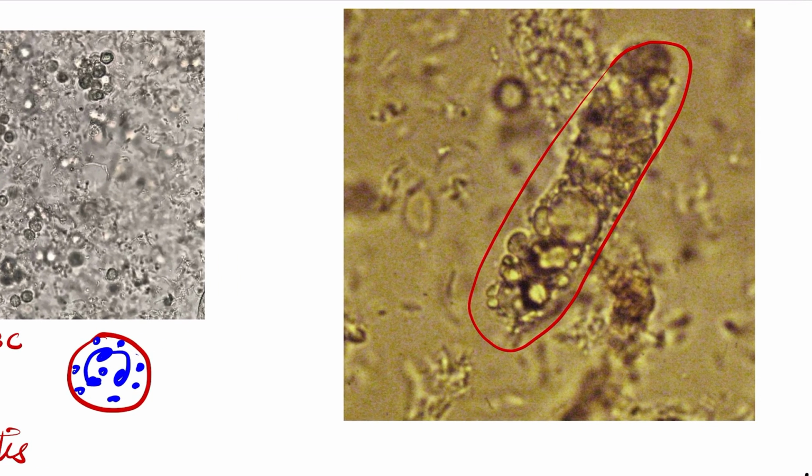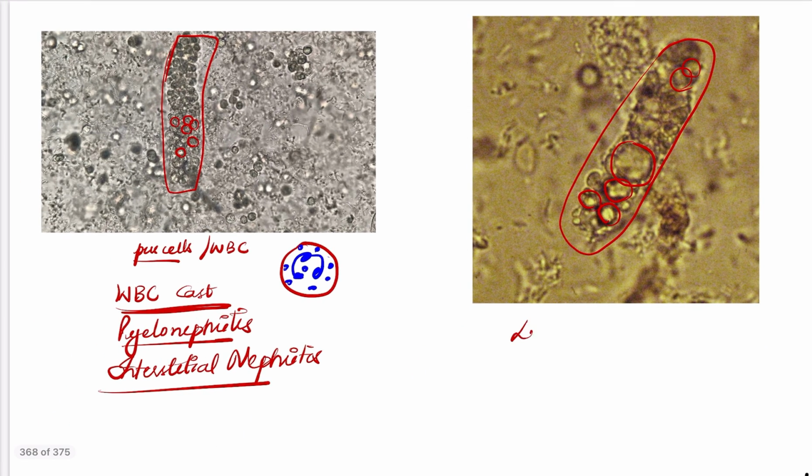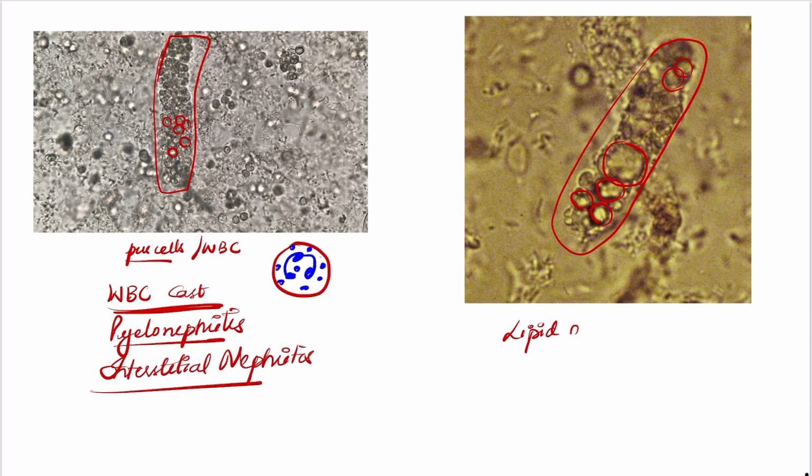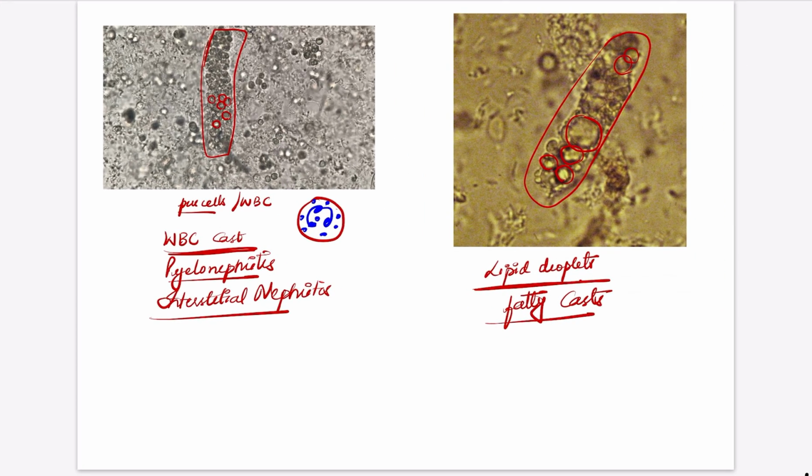Here certain droplets are seen, variable size droplets. They appear like oil bubbles, like shining oil bubbles. So these are nothing but lipid droplets, variable sized bubbles. Passing of this is called a fatty cast. Because it contains lipid droplets, it is called a fatty cast. Presence of fatty cast indicates lipiduria.